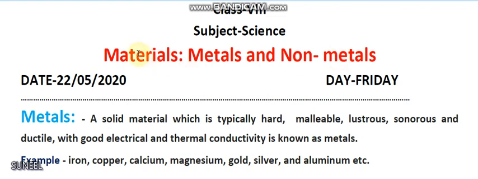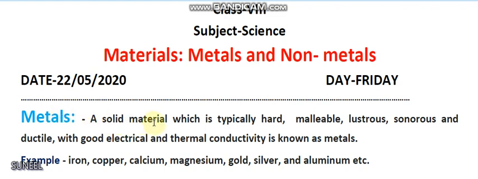Let us start the topic materials, metals and non-metals. On the basis of physical and chemical properties, elements are broadly classified into two categories. These are metals and non-metals. Now, we must know what are metals or non-metals. So, let us start with the metals.